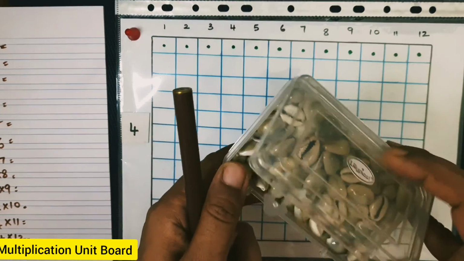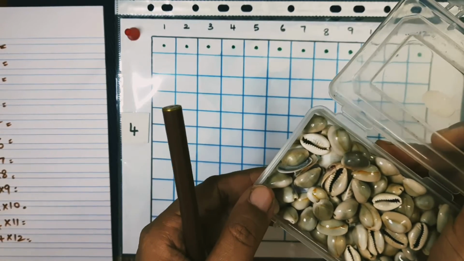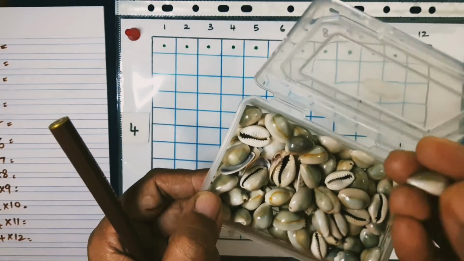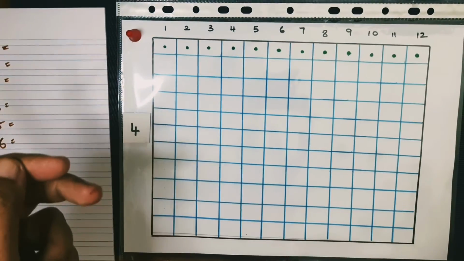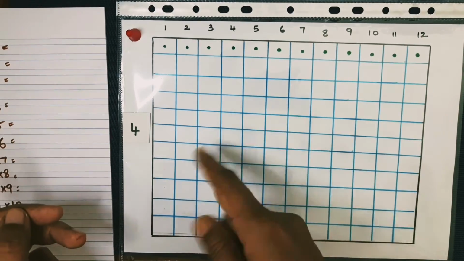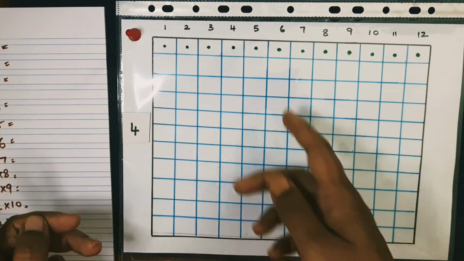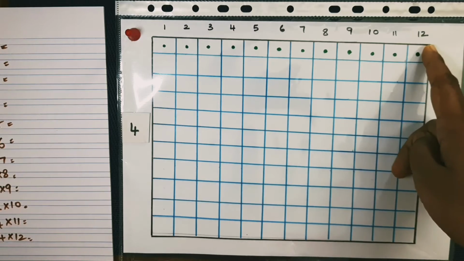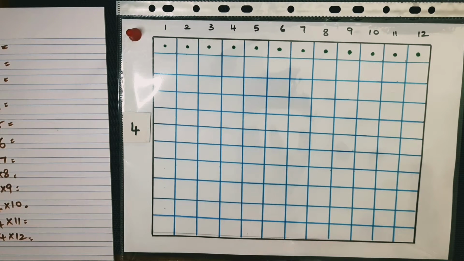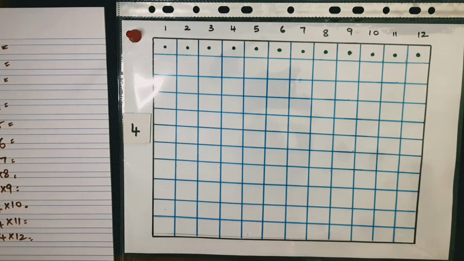And you need shells, or you can take buttons, or some material which doesn't have the rolling capacity. How many do I need? Here I need 12 by 10. So I need 120. Okay. So any table I am going to do till 12. So I need 120 shells. So I have taken 120 shells. It depends on the chart which you are going to draw or take a printout of.